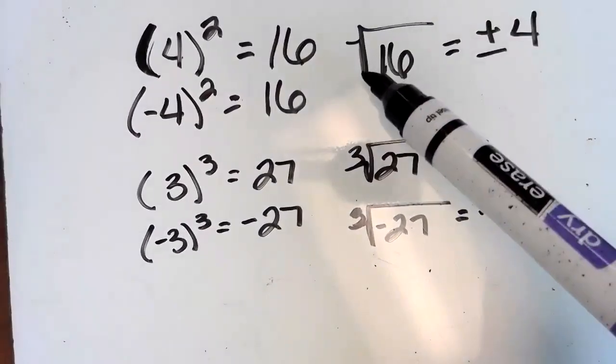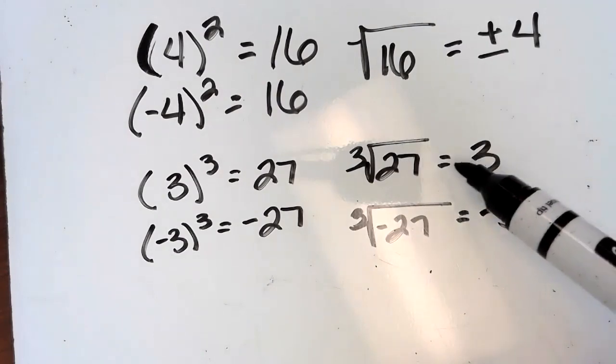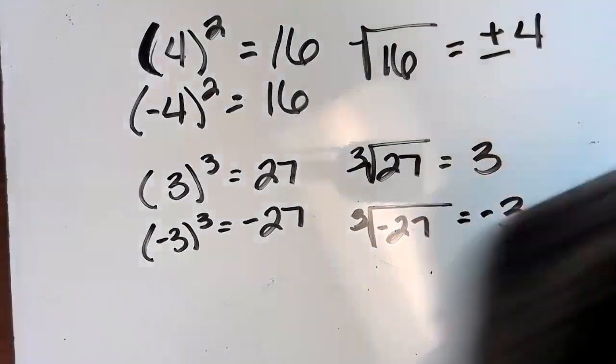So if you have an even index, you're going to end up with plus or minus. But if you have an odd index, it's either going to be the positive version or the negative. There's no in between that.